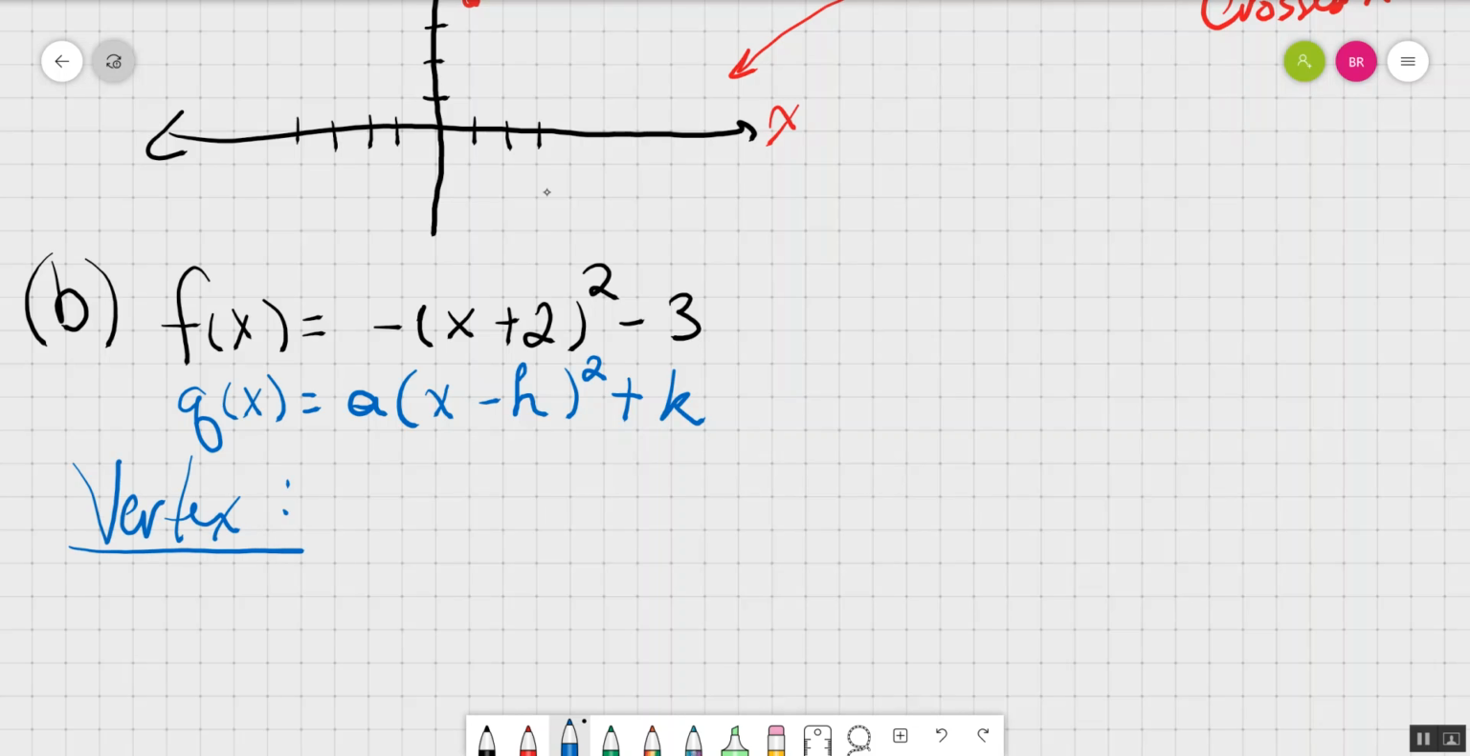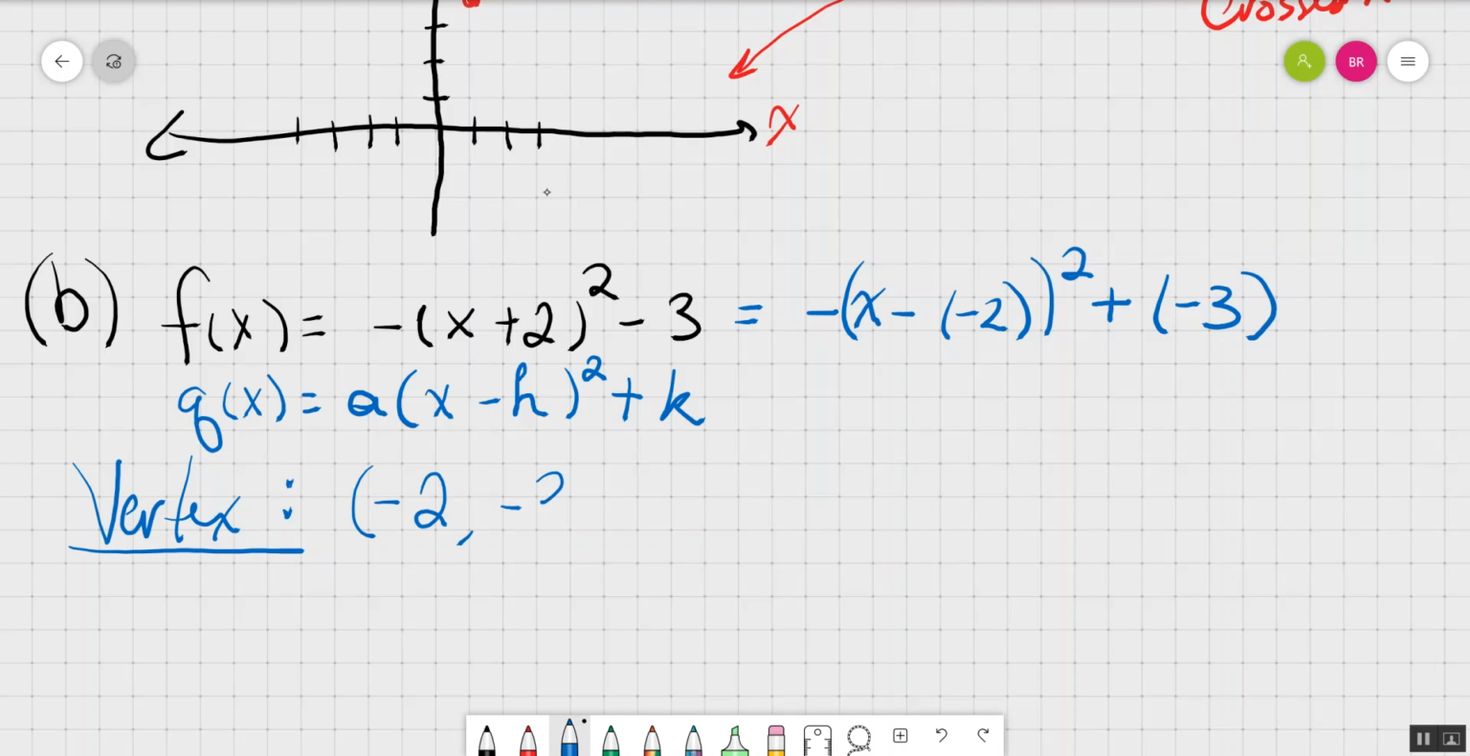So I'm going to do the opposite. So I'm going to rewrite this really quick. So I'm going to do this as minus the quantity x minus a negative 2, because a negative will make a positive. That's how I'm going to get this plus 2 in the middle. Squared plus negative 3. Because I want you to see that h and k are actually negative off of this one. So my h value is actually negative 2, and my k value is negative 3.